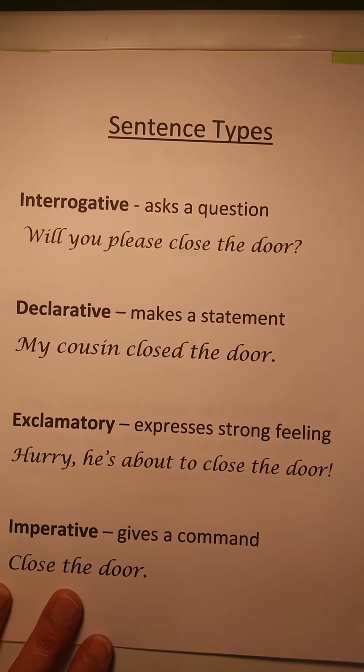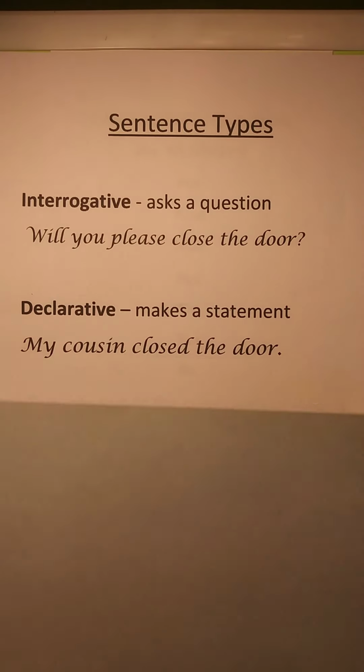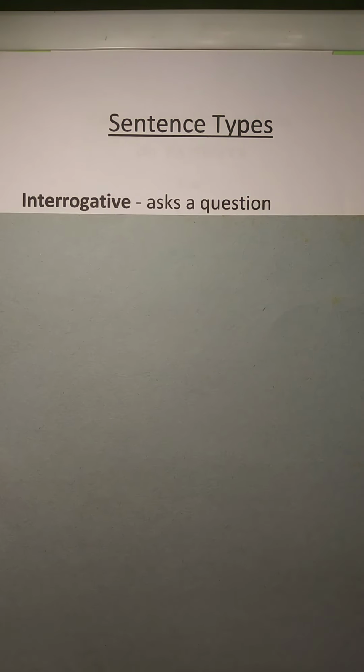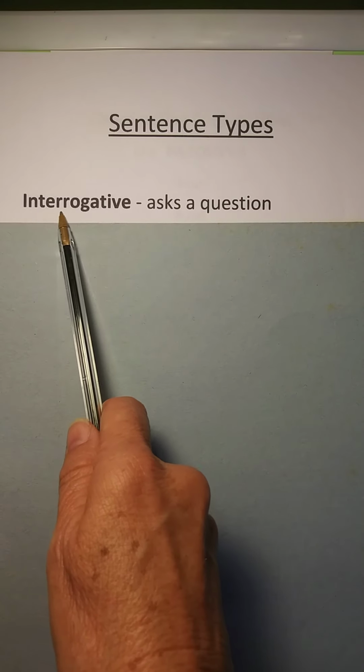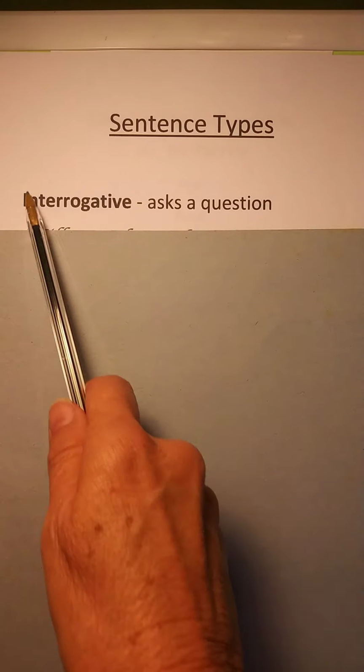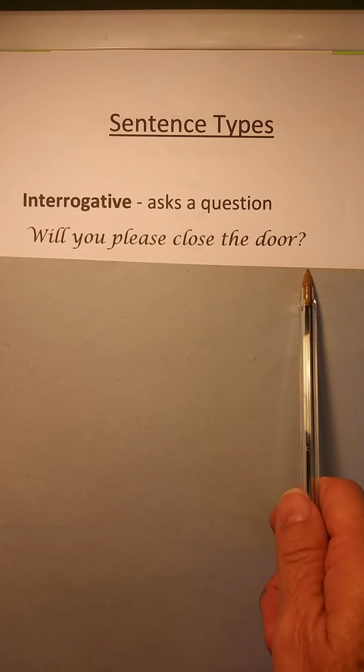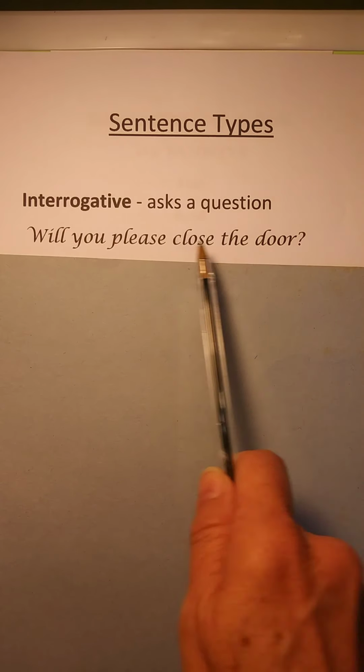Okay, sentence types. The 4 sentence types we've talked about are the interrogative sentences, which ask a question because you're interrogating. You can see that root word there. And always end in a question mark. Will you please close the door?